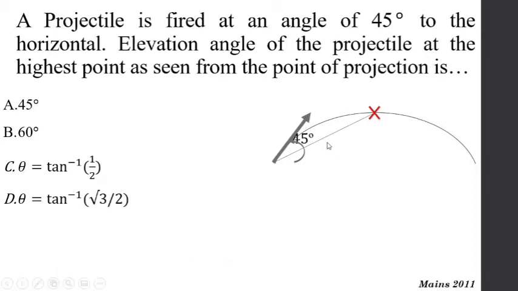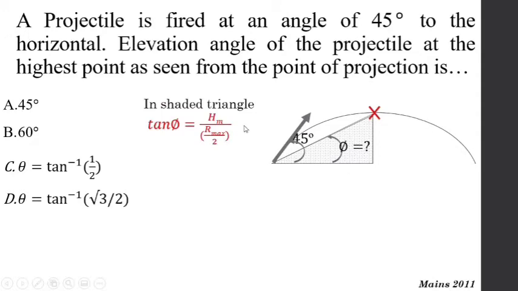the elevation angle. So to find this angle, in this shaded triangle we can find tan phi equal to height divided by range by 2. So in the shaded triangle, tan phi will be equal to the height of the projectile divided by range by 2, because this is the total range and this distance will be half of the range. Angle of projection is 45 degrees, and for 45 degrees we can take the range to be maximum.